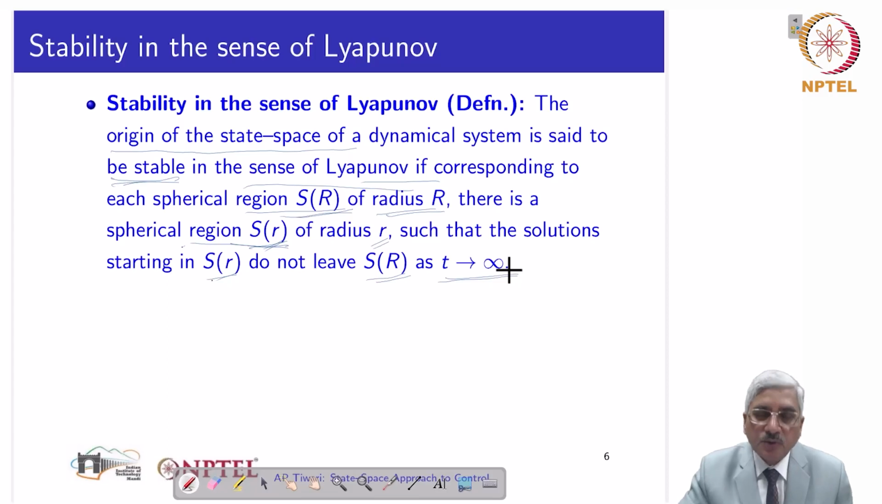I am assuming that if the equilibrium of the system does not exist at the origin of the state space, then it has been transformed, and at the point of equilibrium we are considering the origin of the state space.